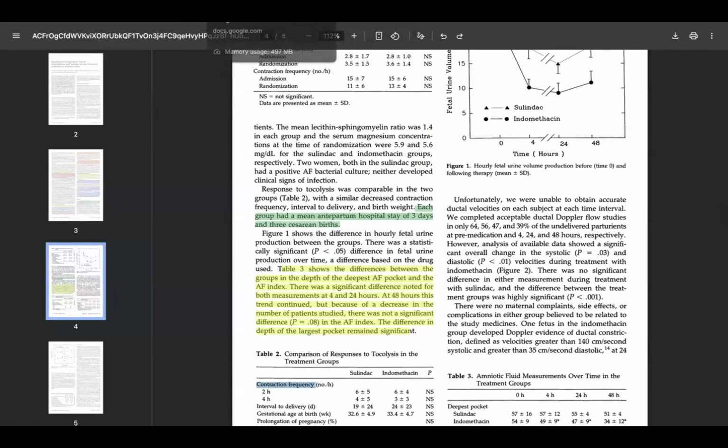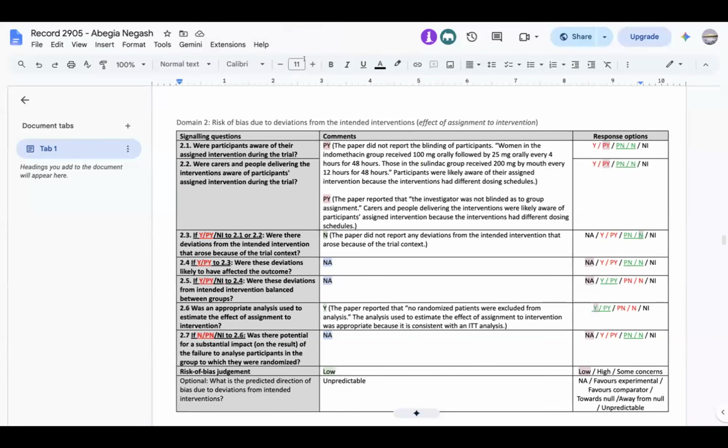We also didn't find anything about that. We also assessed it as no information because we couldn't find any statement about the blinding of the participants. So we left NI.